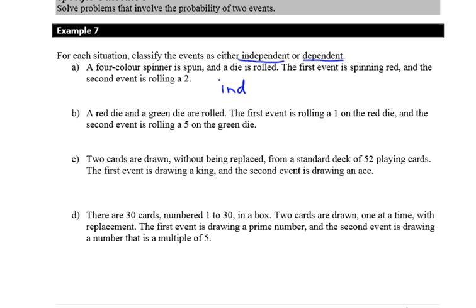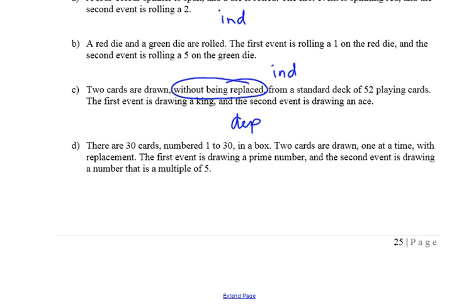Does the probability of rolling a 5 change if you roll a 1 on the red? No. Two cards are drawn without being replaced. I can stop reading. Dependent. Yes. Okay. There are 30 cards numbered 1 to 30 in a box. Two cards are drawn one at a time with replacement. Independent. Yeah. Okay.